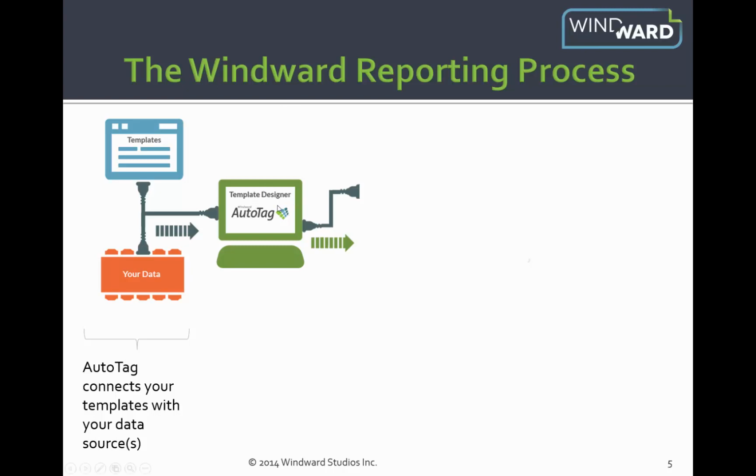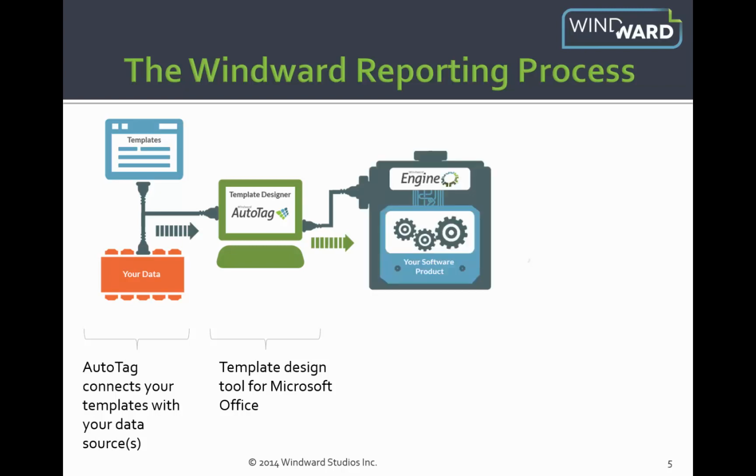The second path is creating a template from scratch directly within AutoTag. It simply requires you to open up a new document in one of the Office tools, connect to your data source using AutoTag, and start creating your document and inserting Windward tags. Once you have gone through the iterative process of inserting your tags, testing them, generating output, and making sure that your template produces the proper report, you can then send these templates to the Windward engine that's integrated into your application.